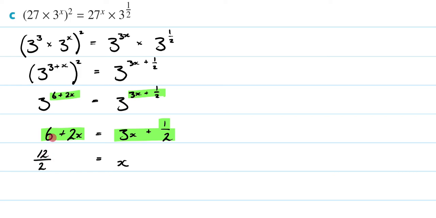12 over 2 is the same as 6, and then I'm subtracting 1/2 from that. 12 over 2 minus 1/2. Remember, I'm just subtracting my numerators. So it's going to be 11 over 2 is equal to x. And that's where I'm going to leave it. I'm going to get my yellow out, and I'm going to highlight this.